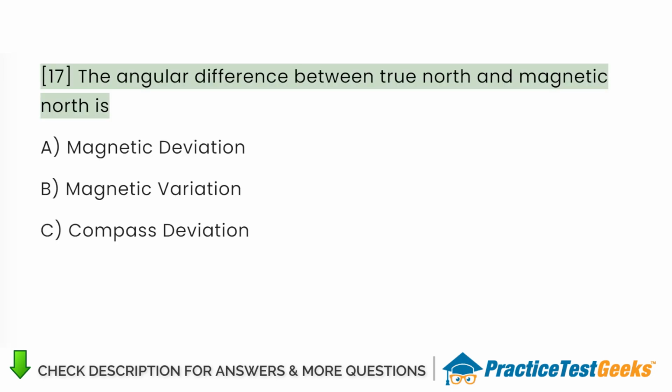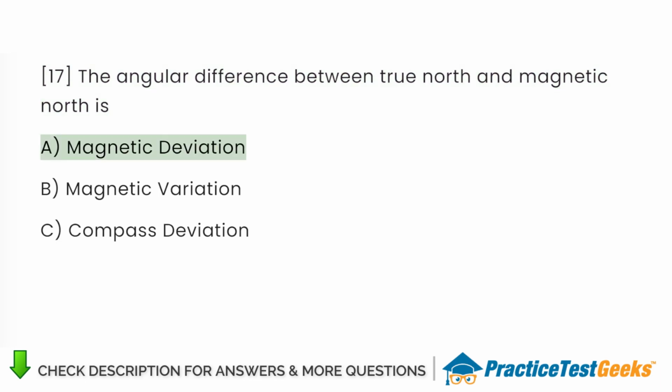The angular difference between true north and magnetic north is A. Magnetic deviation. B. Magnetic variation. C. Compass deviation.